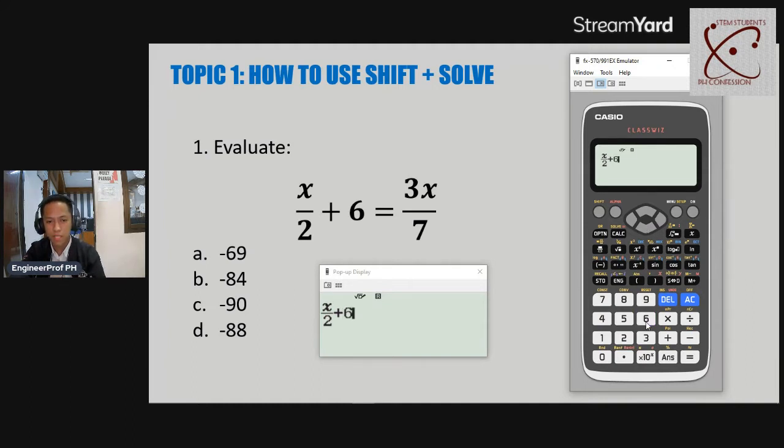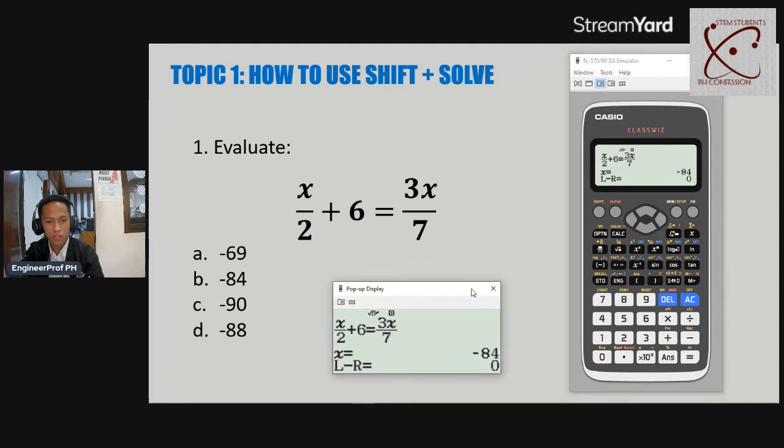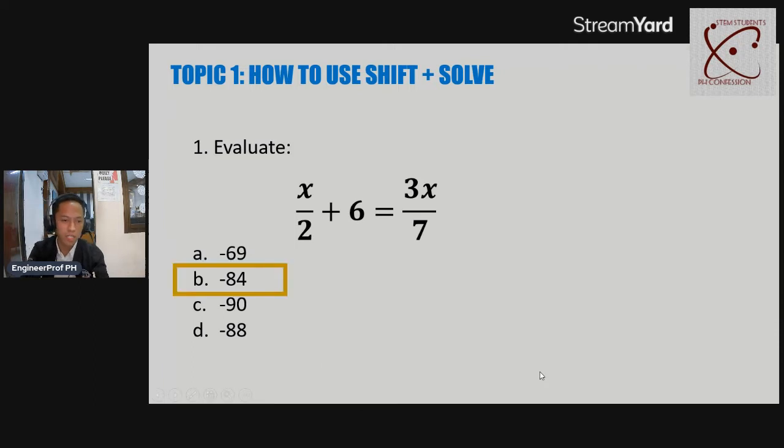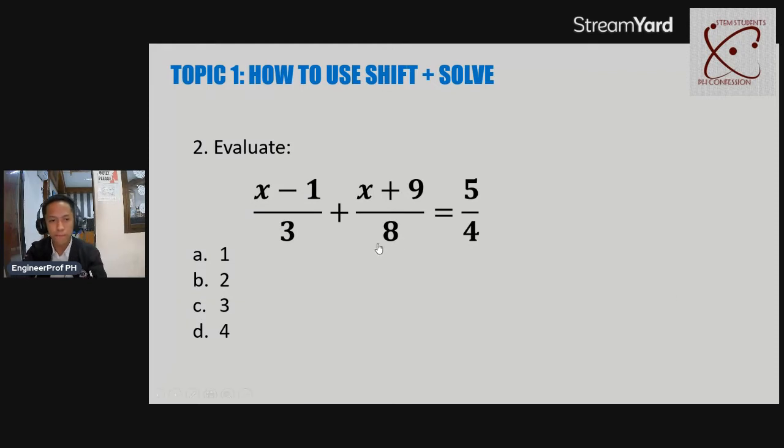So plus 6. To input equals, you just press alpha and CALC. Alpha equals. Then you input the equation: 3 alpha x all over 7. Then you just press shift, solve, then press equals. It gives us a value of negative 84. So for this first problem, our answer is negative 84. Let's proceed to the next problem.